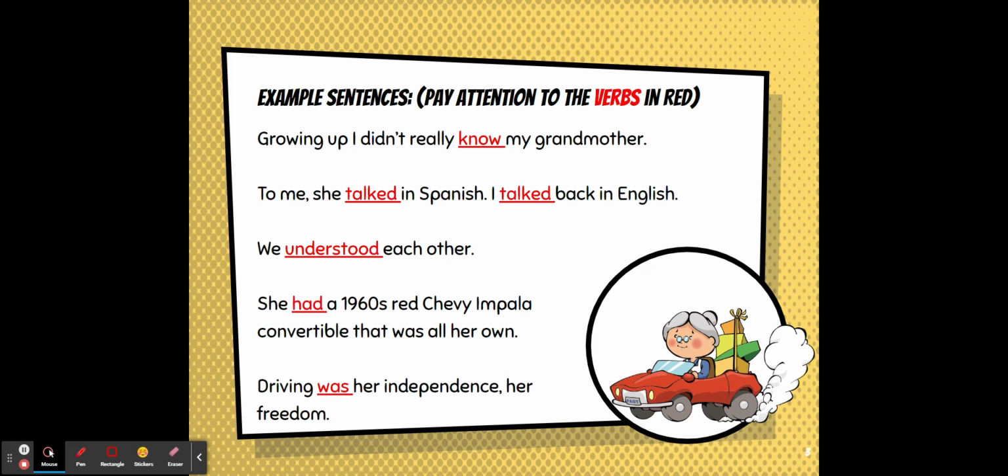We understood each other. Understood is telling us what the we did. Or, she had a 1960s red Chevy Impala convertible that was all her own. Had is describing her state of being, that she had the car. And finally, driving was her independence, her freedom. Was is the verb here, describing something about her state.